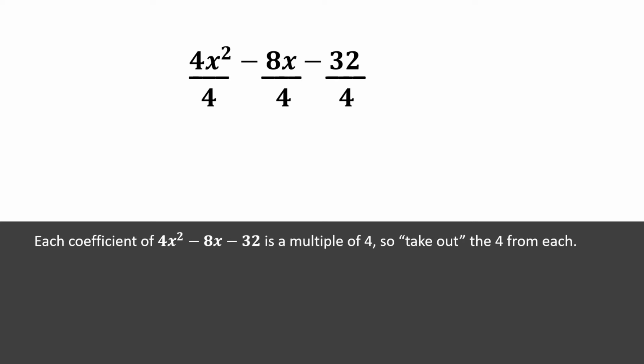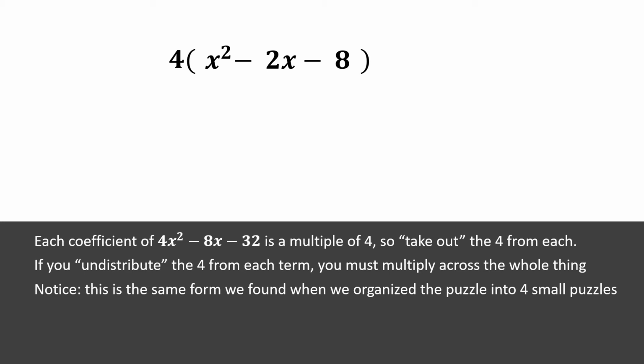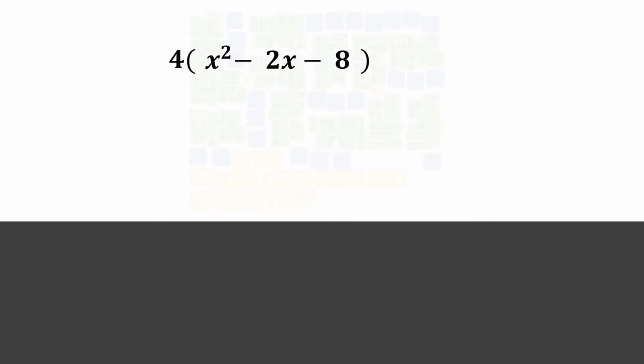So we could just divide each term by 4, and that will give us x squared minus 2x minus 8. And then when we divide the 4 out, when we undistribute the 4, we must multiply it across the whole thing. If you look at this, it looks like a distributive property question, and if you distribute it out, you get what we originally had. So notice that this is the same form that we had when we organized the puzzle into 4 small puzzles. Each small puzzle was x squared minus 2x minus 8, and we noticed that there were 4 of them, so we multiplied by 4 at the end.